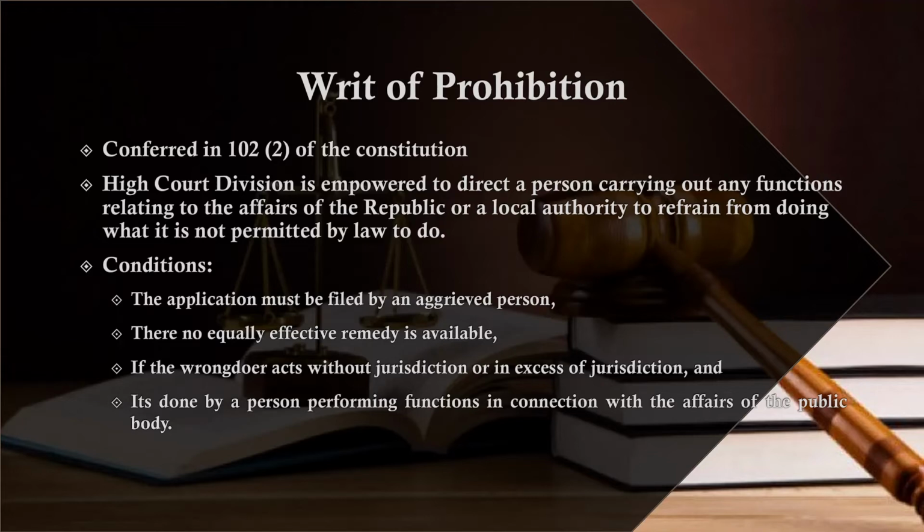In the first part of Clause 2 of Article 102 of the Constitution of the People's Republic of Bangladesh, the High Court Division is empowered to direct a person carrying out any functions relating to the affairs of the Republic or a local authority to refrain from doing what it is not permitted by law to do. It therefore deals with the prohibition writ that is given to refrain an individual from acting if the conditions listed are met. The conditions are: 1.